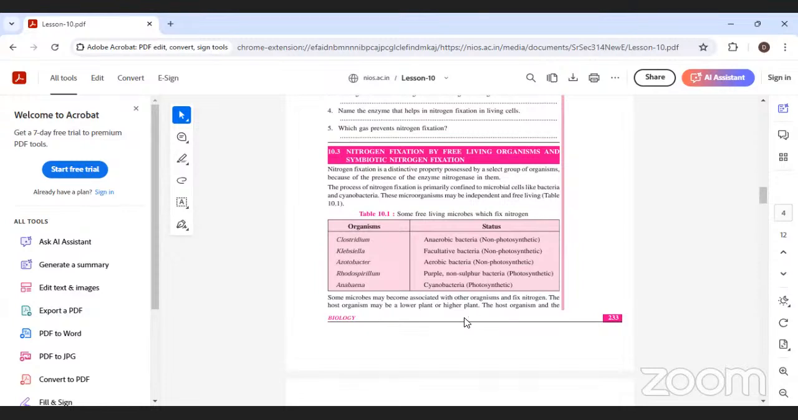See here in the table, three are non-photosynthetic bacteria and two are photosynthetic. One is Rhodospirillum rubrum, the second one is Anabaena. These are the two photosynthetic bacteria.